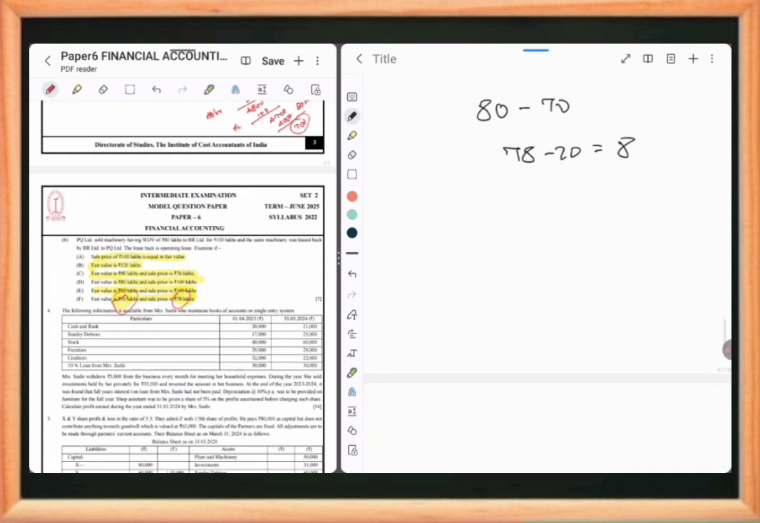So here, the next one is question number 4.